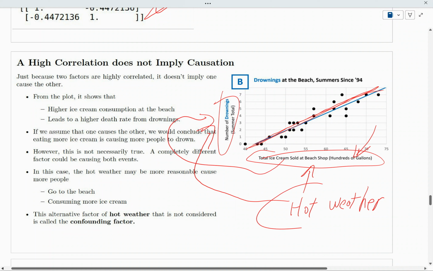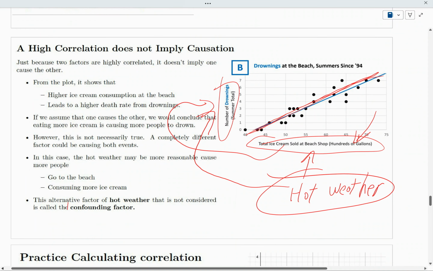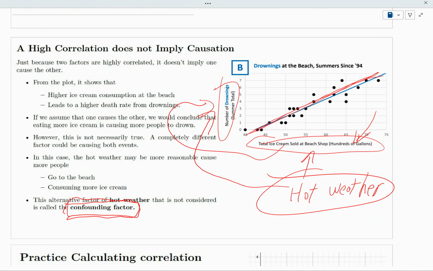You might have a third factor, which is called a confounding factor. Okay? So therefore, when you're doing studies, looking at dependency is very informative, but you always have to be careful of confounding factors. Okay?